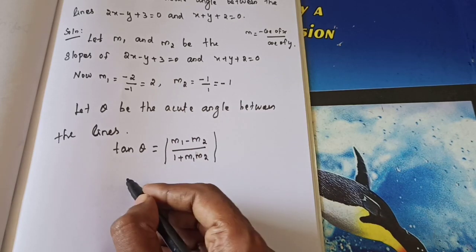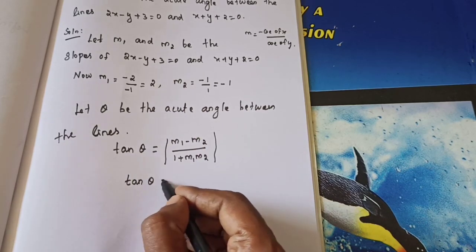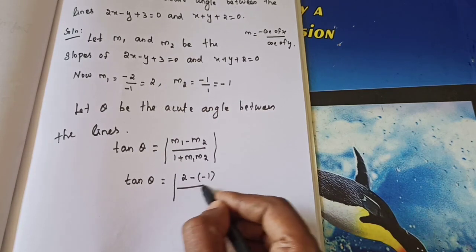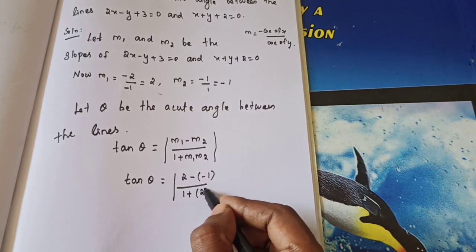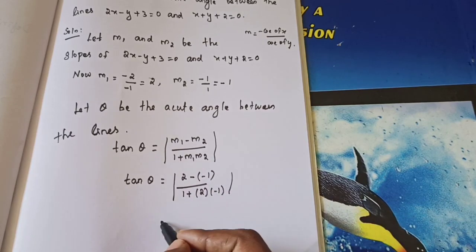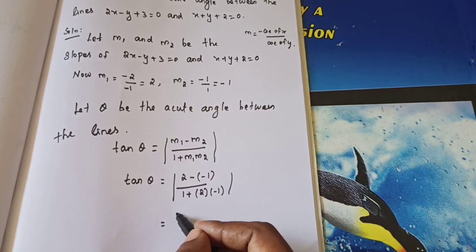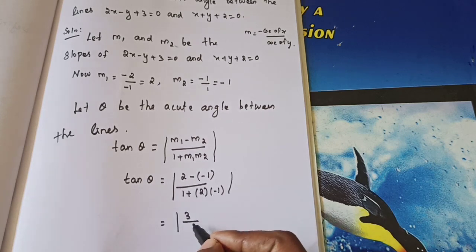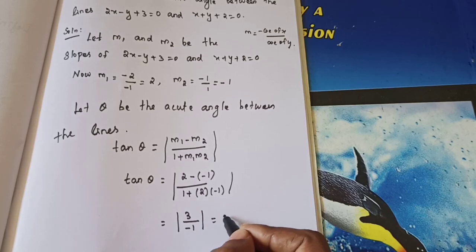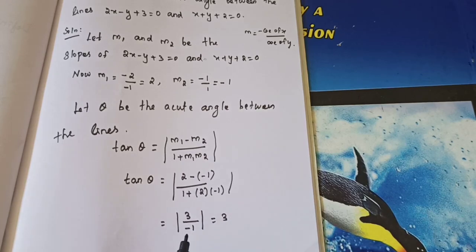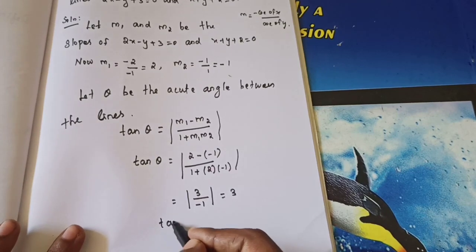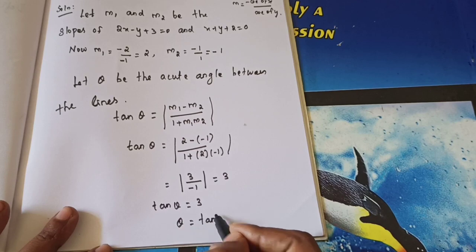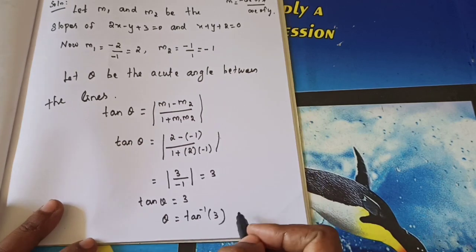Now substitute in this formula. Tan theta is equal to modulus of (2 minus of minus 1) divided by (1 plus 2 into minus 1). That is 2 plus 1, which gives 3, divided by 1 minus 2, which gives minus 1. Inside the modulus it is positive, and outside we take the positive value. So tan theta is equal to 3. From that, theta is equal to tan inverse of 3. So this is the answer.